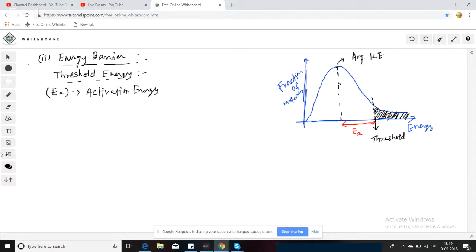From this we can also write the next one, and this definition is important. Sometimes they ask this in multiple choice questions. They'll give you the formula and ask what is activation energy. From here to here it is threshold energy, and from here to here it is average kinetic energy. So activation energy is threshold energy minus average kinetic energy. This is one important definition you write down.